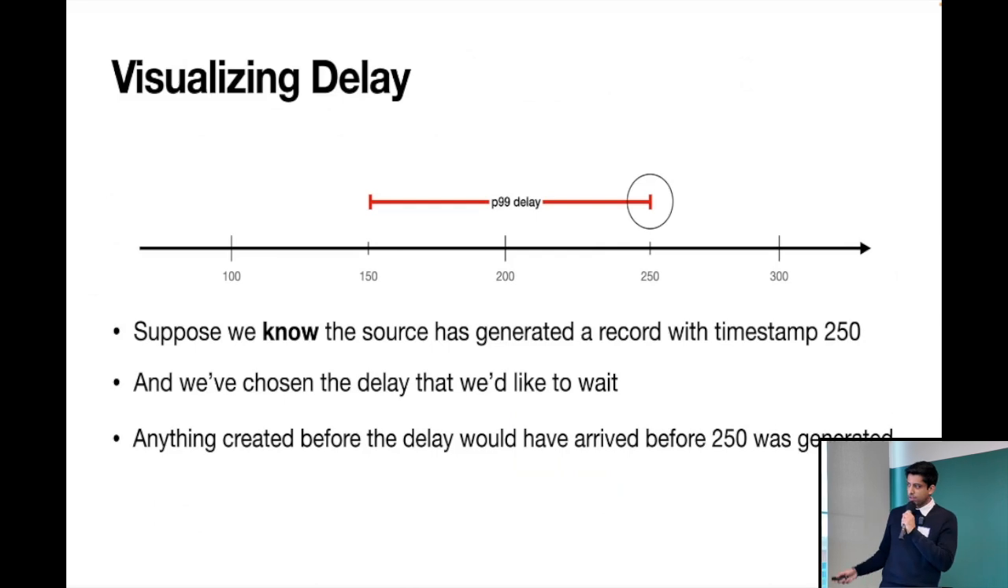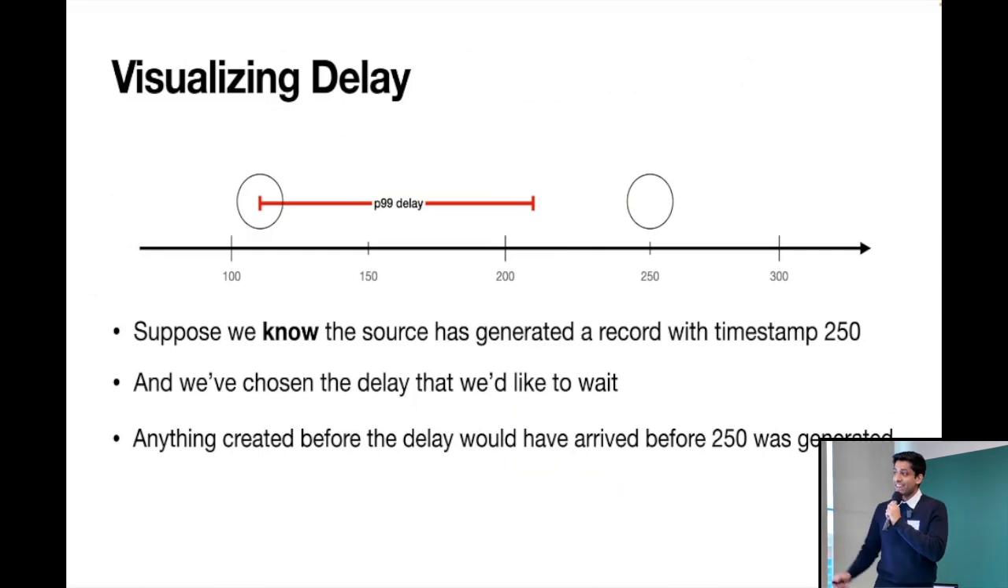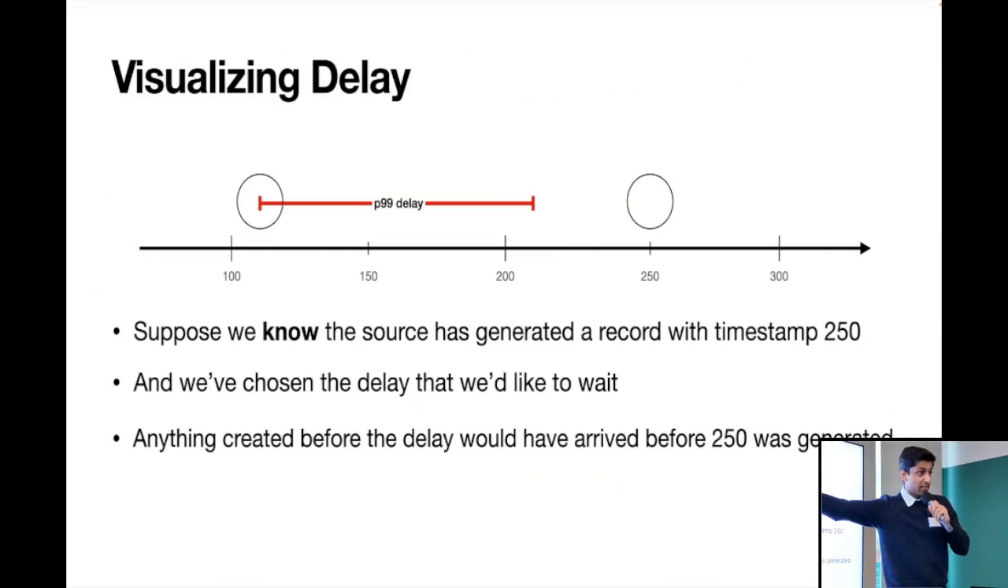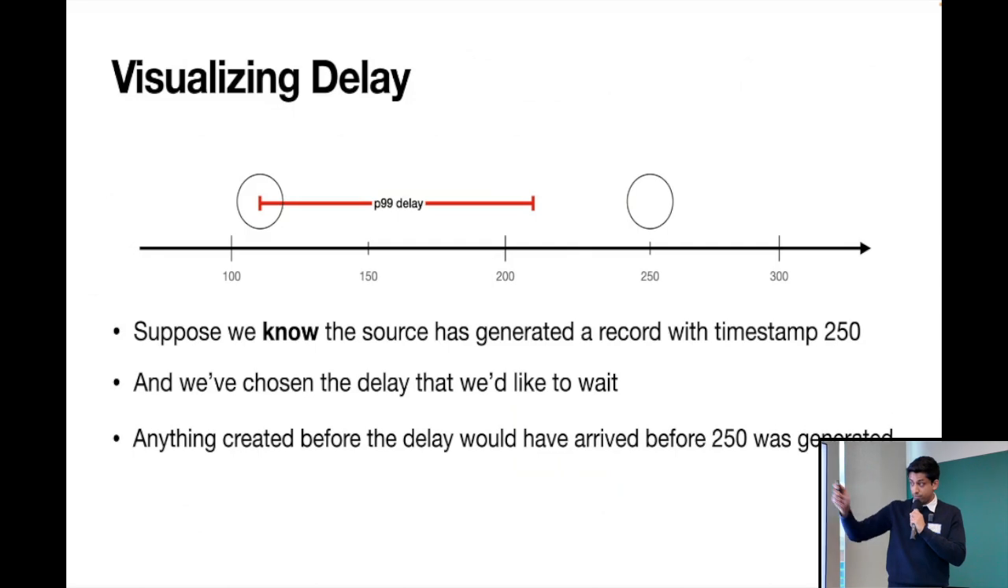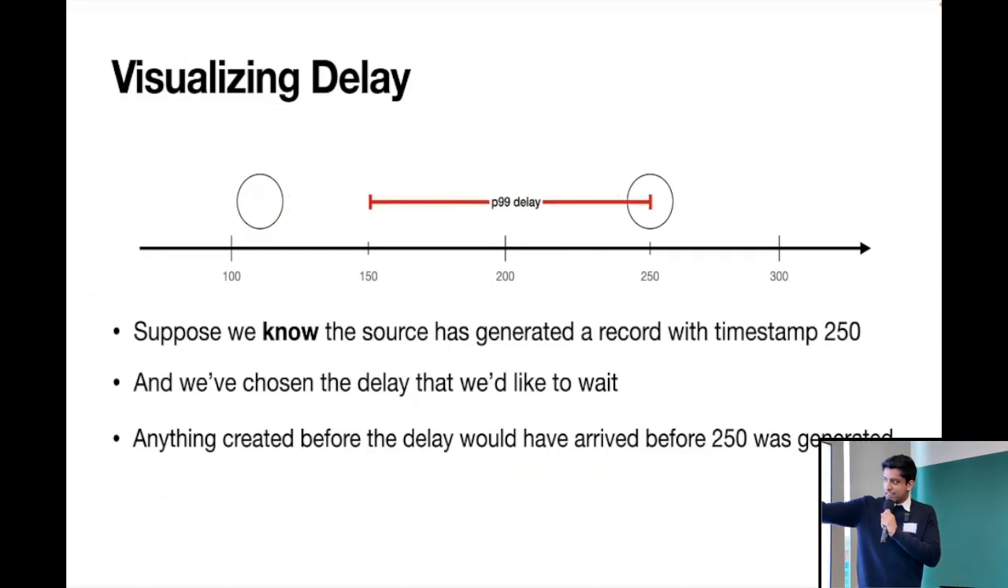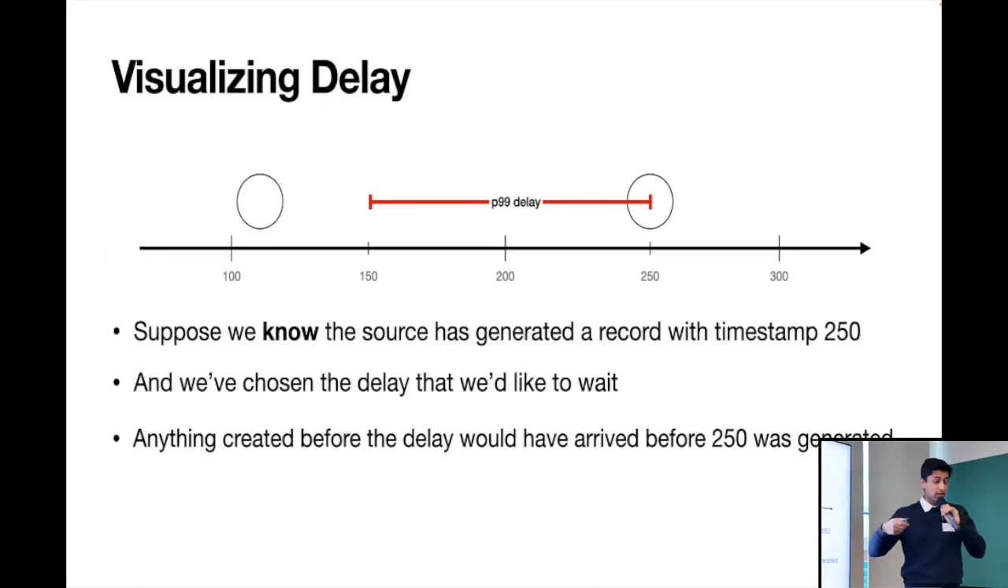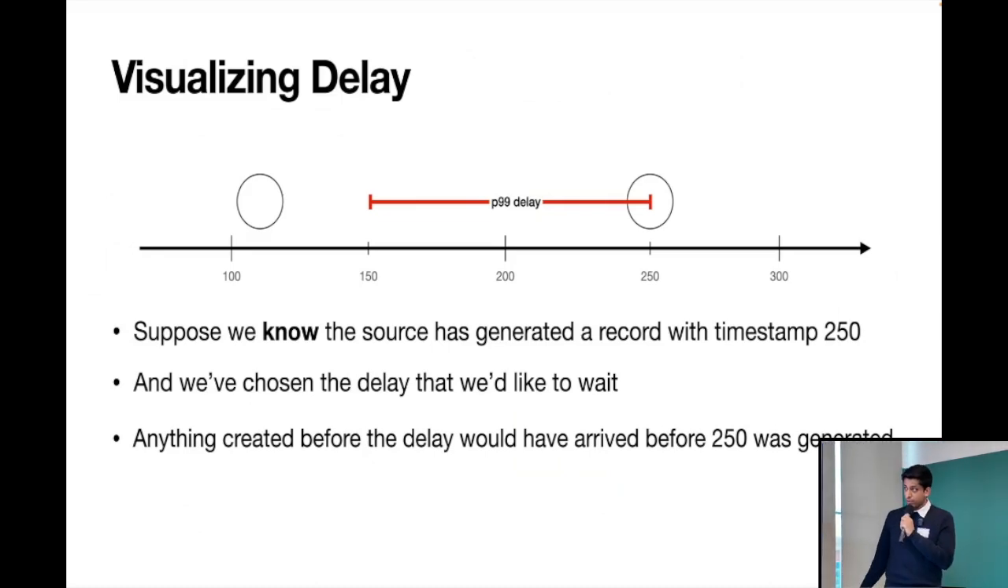And now, anything before this red line over here must have arrived. Why is that? OK, let's put a record on the screen. And let's add the delay to it. We know that even if that record was maximally delayed, it must have arrived before 250 was generated, right? That make sense? Raise your hand. Yeah? OK. And so what that tells us is that anything to the left of that red line, so the most recent record we have minus the delay, must have already arrived, according to the correctness percentile that we've configured.